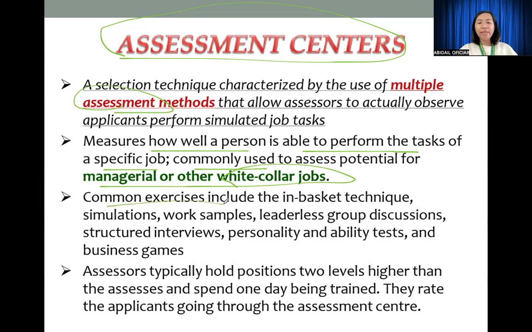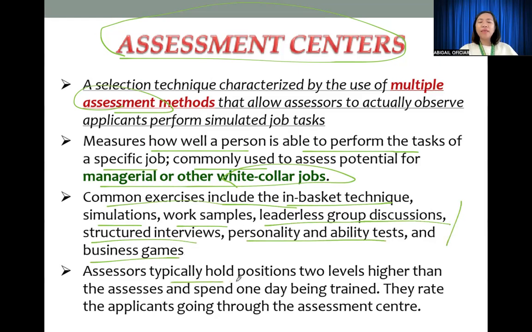The common exercises included in the assessment center are the following: in-basket technique, simulations, where examples, yung na-discuss ko kanina, leaderless group discussion, structured interview, personality and ability tests, and business games. Okay, and I'll discuss this further in the next slides.